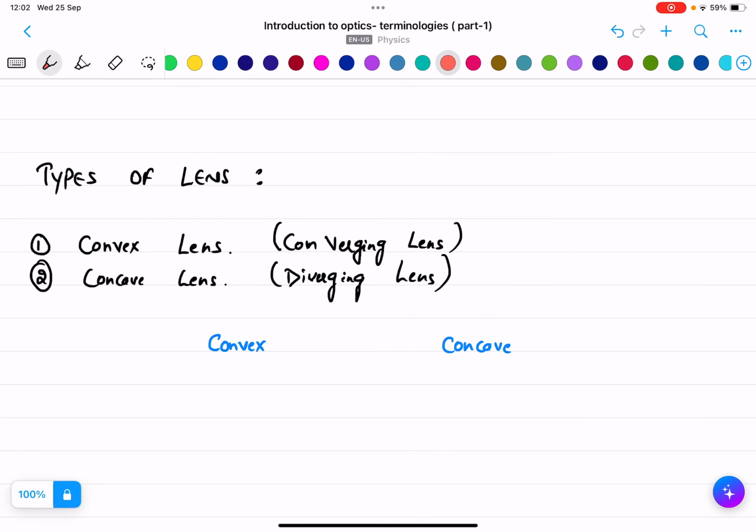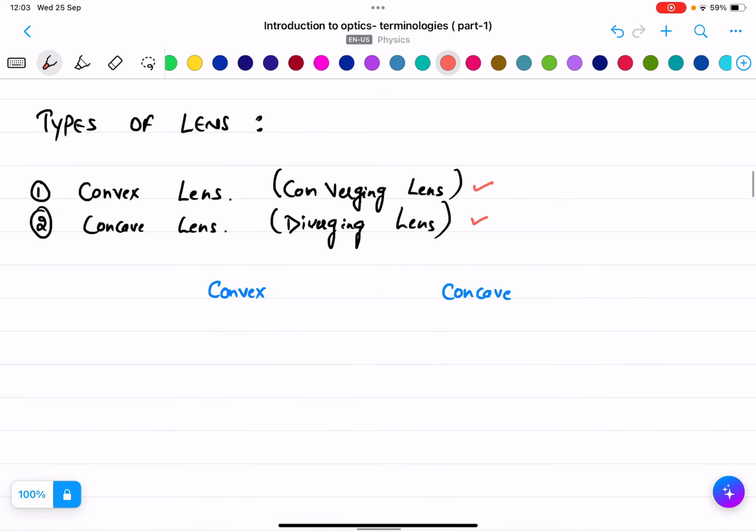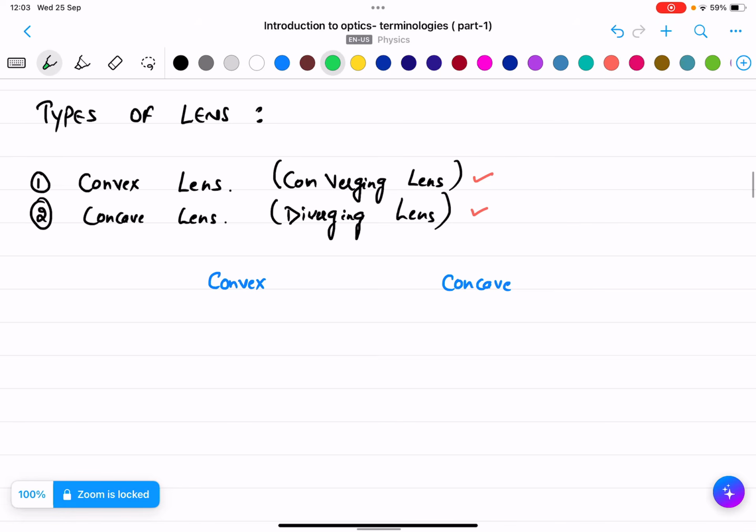Now what are the two types of lens? Convex and concave lens. Convex lenses are also known as converging lenses. Concave lenses are known as diverging lenses. I will explain what you mean by converging and what you mean by diverging. First, we will write the definition.